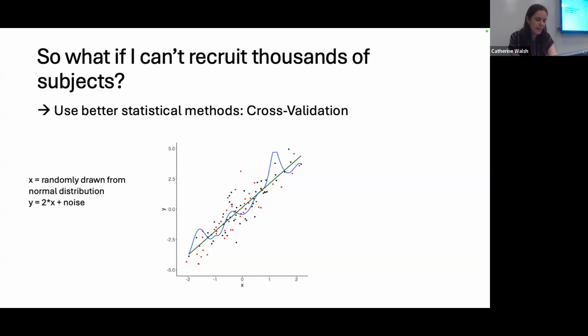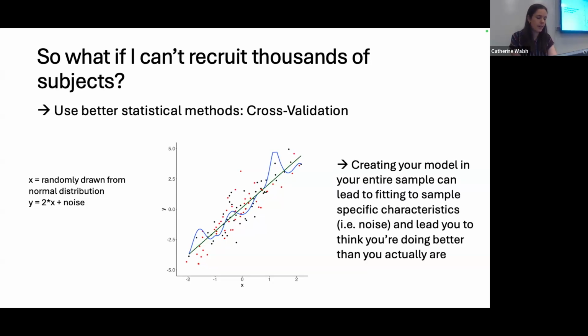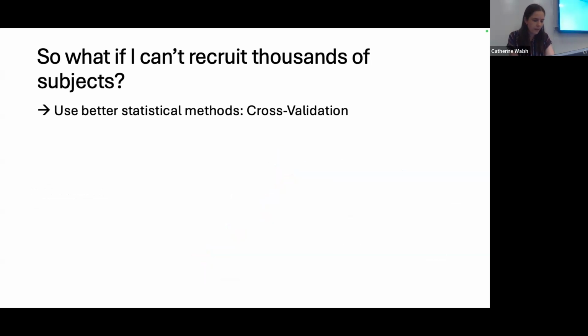This all is to say that creating a model using our entire sample can lead to fitting sample-specific characteristics, things like noise, and lead you to think you're doing better at predicting than you actually are. So how do we fix this? One way is cross-validation. I'm going to give you a toy example of what this might look like.